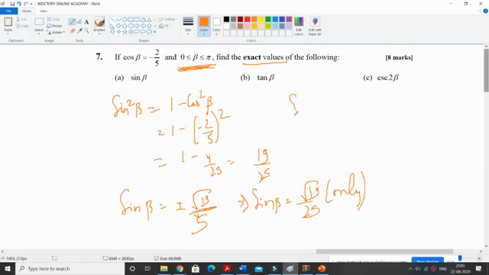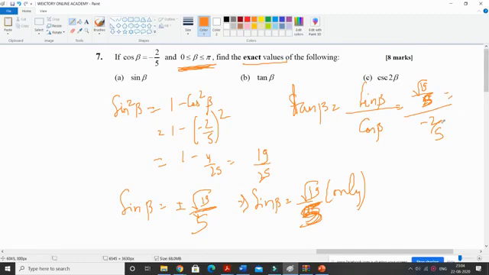Now tan beta, we can say sine beta over cos beta. So sine beta is root 19 over 5, and the other answer is minus 2 over 5. So if you simplify this, 5 gets cancelled out, you will get root 19 over 2 minus 2, which is minus root 19 over 2.